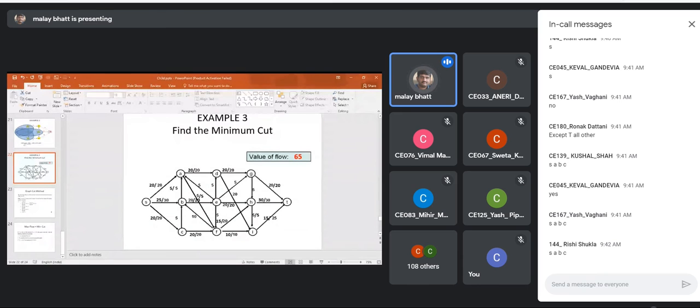So SABC is the cut which will give you the capacity as 65. Which will give us the capacity as 65. Clear? Is this clear?